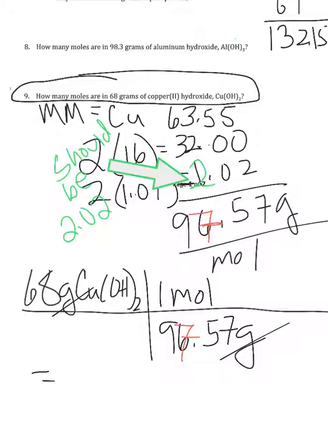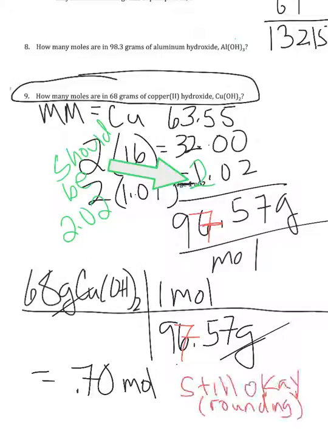Alright, my grams cancel out, and I am left with moles. And when I do the calculation here, I have 68 divided by my molar mass, and I end up with 0.70 moles of copper 2 hydroxide.